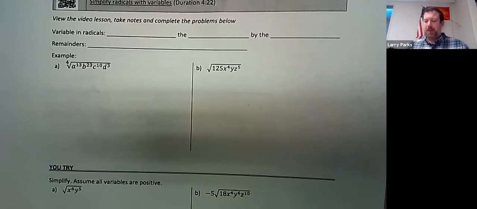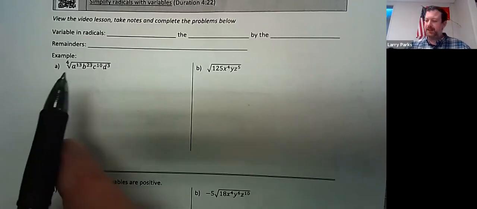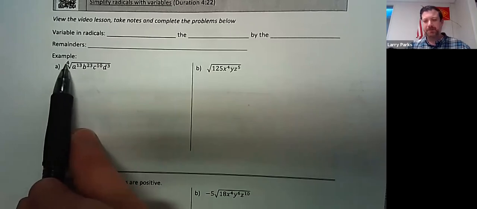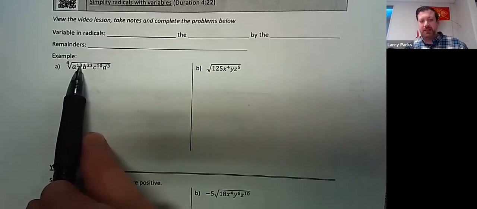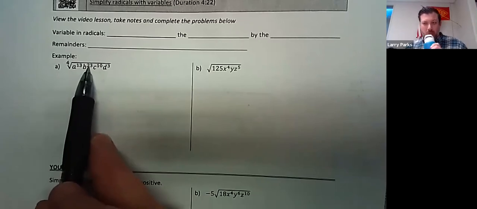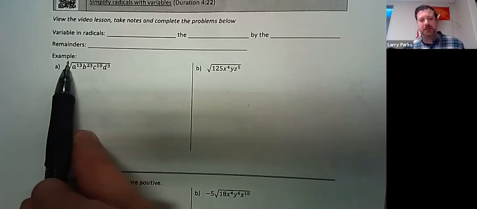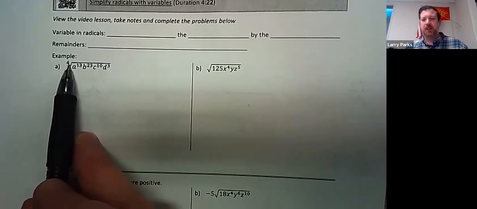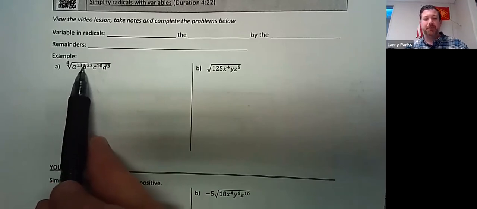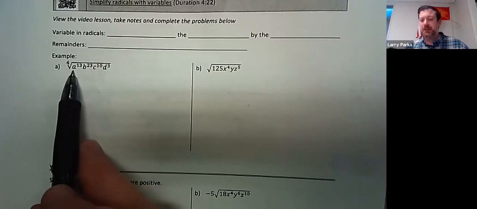What do you do when the exponent is not divisible by the index? Notice 13 is not divisible by 4. 23 is not divisible by 4. Probably what I think the easiest way is to break these up into numbers that are divisible by 4.